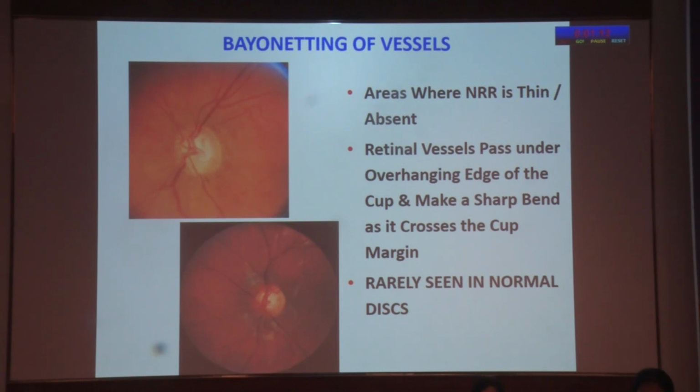Bayoneting vessels, these are very pathognomonic signs. The bending of the vessel that you see as it lifts off the disc margin, that's very important.